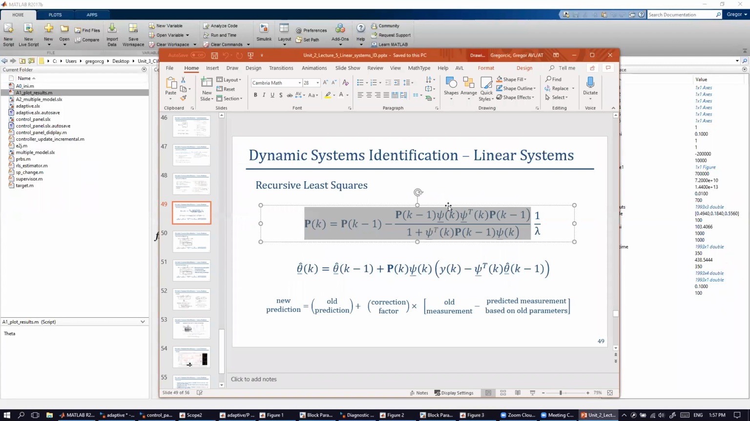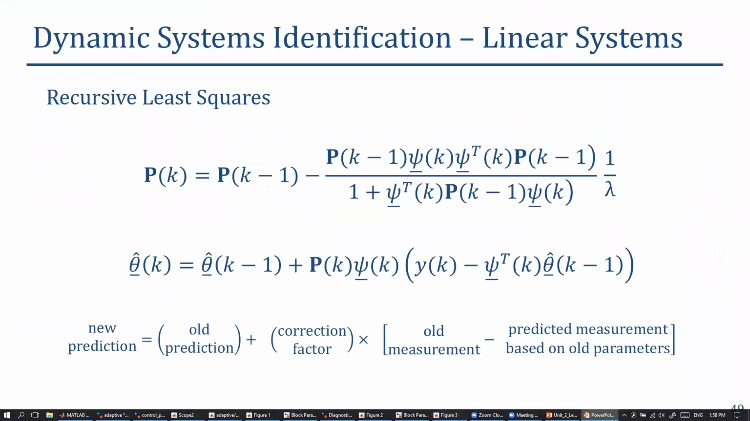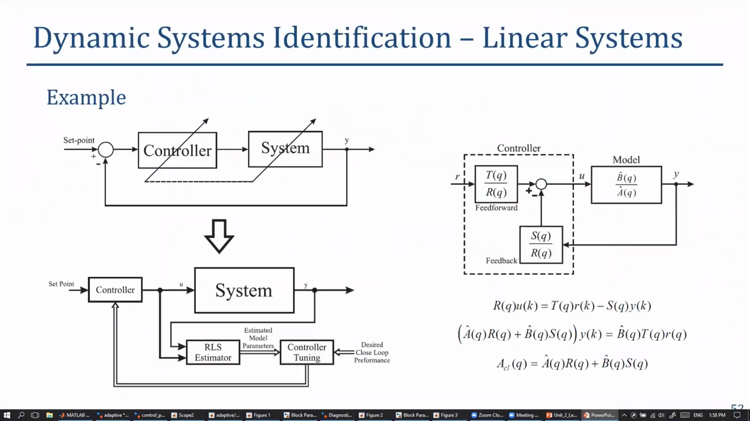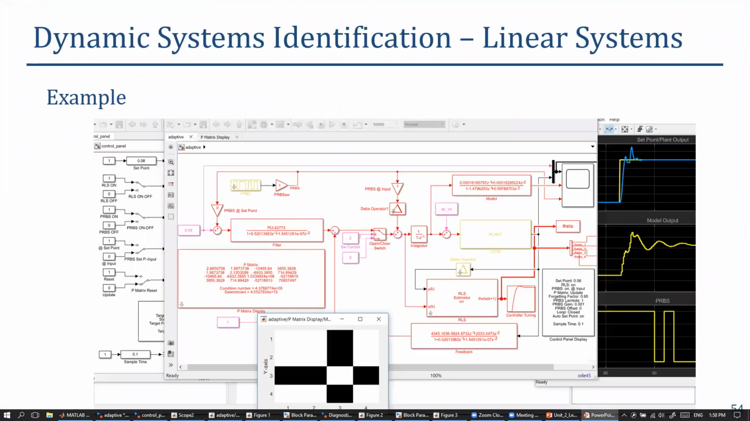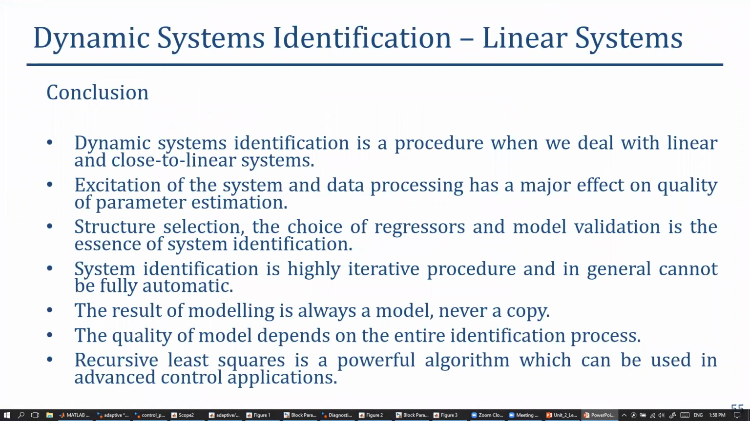So this is what I wanted to show you regarding the recursive least squares algorithm and self-tuning controllers, adaptive control, whatever you want to name it. So this is how it works. Now, basically that's it. This is what I wanted to say about the linear systems. Just to make short and quick conclusions.